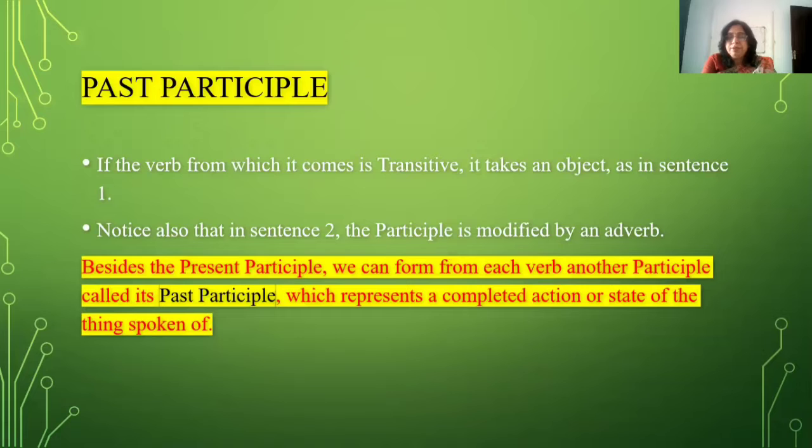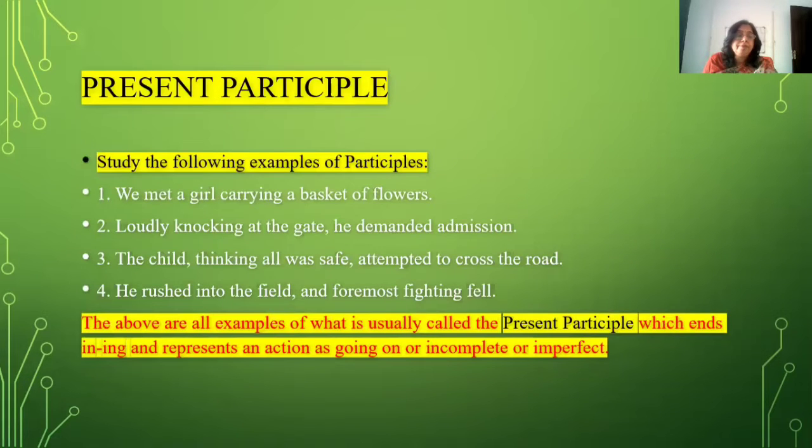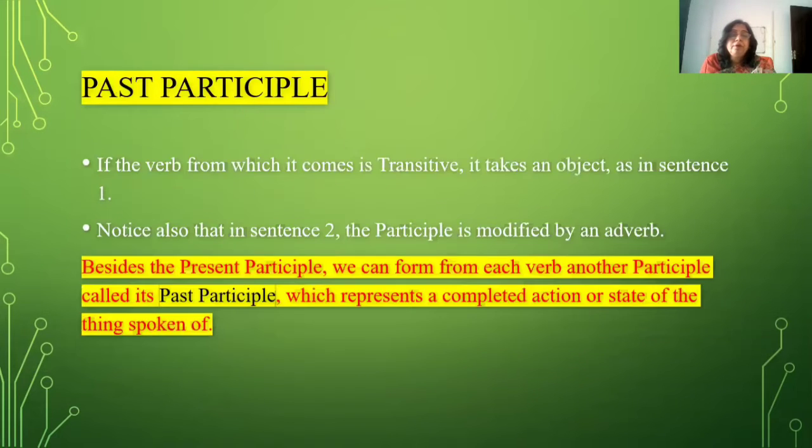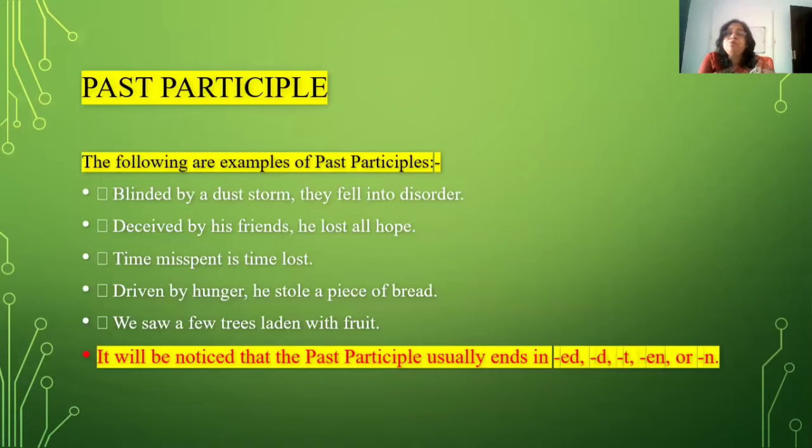Now, past participle. If the verb from which it comes is transitive, it takes an object, as in sentence number 1, we met a girl carrying a basket of flowers. Notice also that in sentence 2, the participle is modified by an adverb. So besides the present participle, we can form from each verb another participle, which is called the past participle, which represents a completed action or state of thing spoken of.